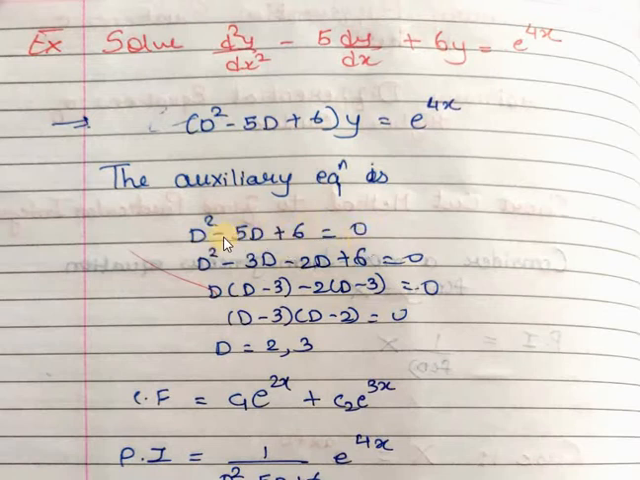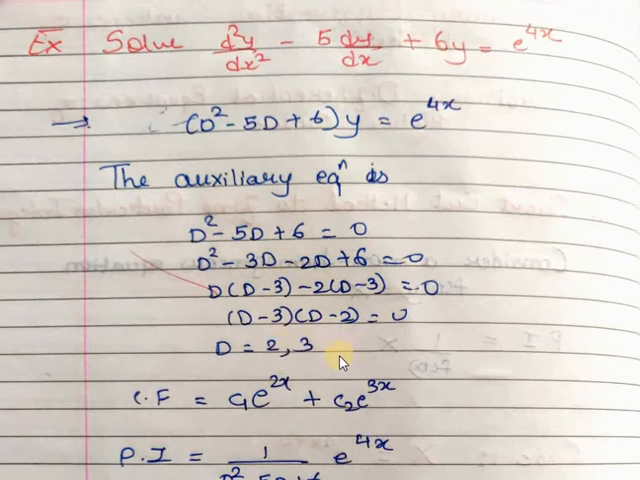Now here we will have to factorize this. So here writing minus 5D as minus 3D minus 2D, this will be D square minus 3D minus 2D plus 6 is equal to 0. Now D is common from these two terms, so here it will be D in bracket D minus 3, and here minus 2 will be common, so it will be minus 2 in bracket D minus 3 is equal to 0. Now D minus 3 is common from these two, so here it will be D minus 3 into D minus 2 is equal to 0. So here D is equal to 2 or D is equal to 3.